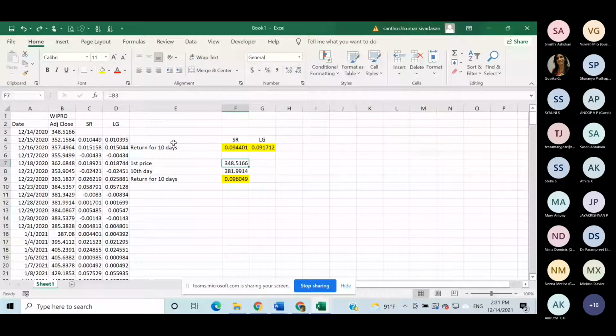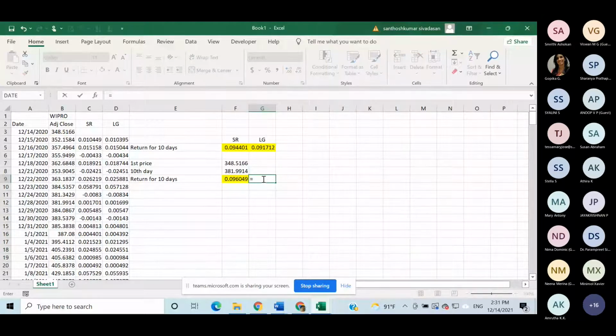When you compute the log return for 10 days from the two prices, it is equal to ln of the 10th day price divided by the first day price. You see, both are the same, right?